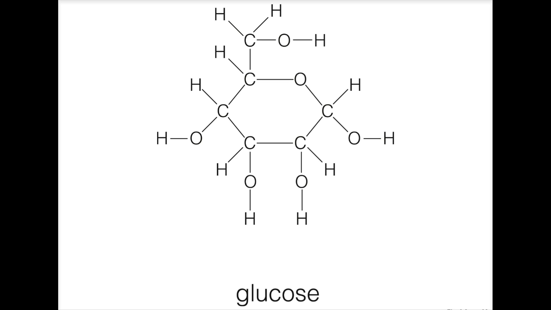The first view of glucose we can see on the screen here. In this view, we're looking at a structural formula, which shows the atoms and the bonds. The atoms are represented by letters, C for carbon, O for oxygen, H for hydrogen, and the lines represent covalent bonds. Glucose's molecular formula is C6H12O6, which means there are 6 carbon atoms, 12 hydrogen atoms, and 6 oxygen atoms. That's where the formula C6H12O6 comes from.